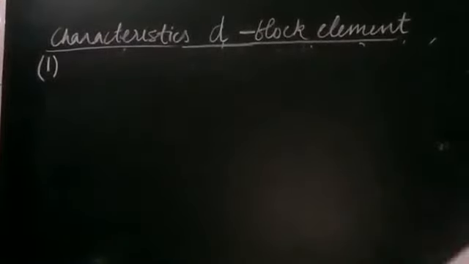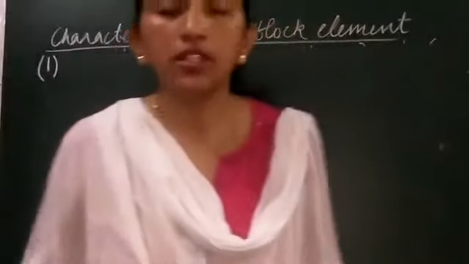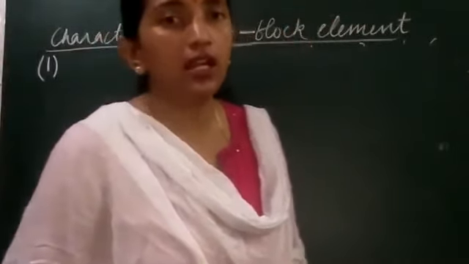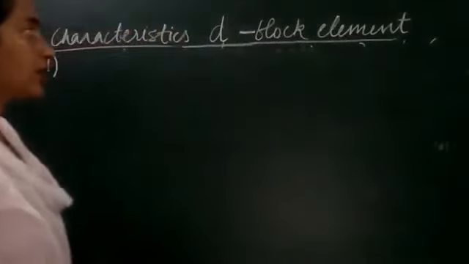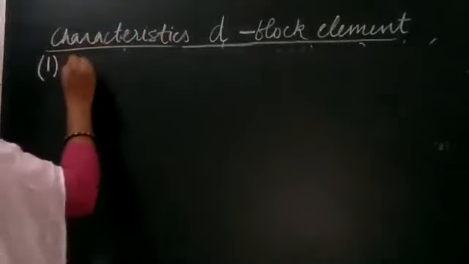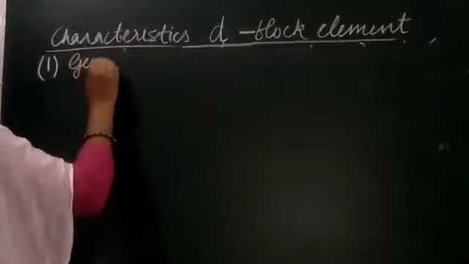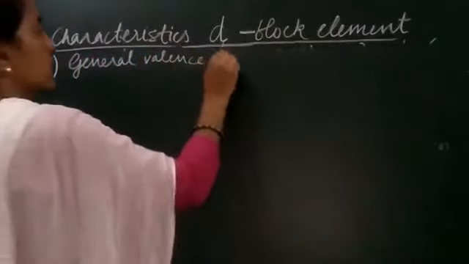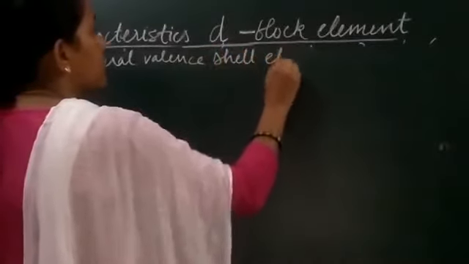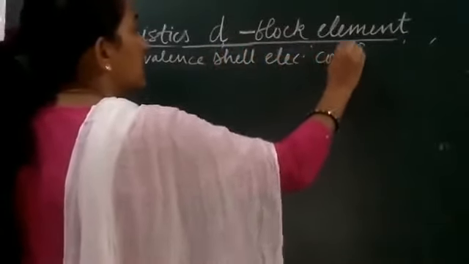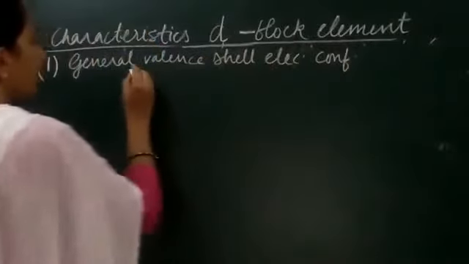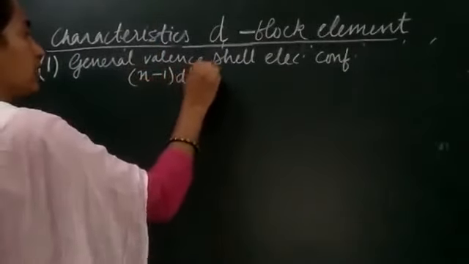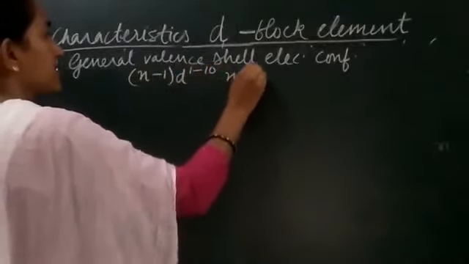Now students, we will discuss the characteristics of D block elements. The D block elements are also known as the transition elements, and they have the general valence shell or outermost shell electronic configuration as (n minus 1) d 1 to 10 ns 0 to 2.